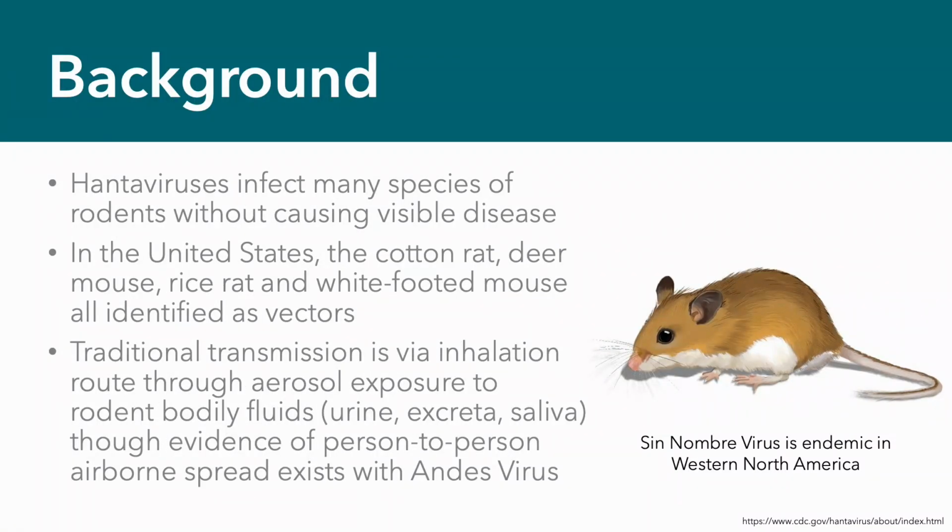Hantaviruses can infect many species of rodents, including shrews, moles, and bats, without causing any visible disease. In the United States, the cotton rat, the deer mouse, the rice rat, and the white-footed mouse have all been identified as vectors. In the most well-known outbreak of Sin Nombre virus in 1993 in the Four Corners, the deer mouse was identified as the primary vector.